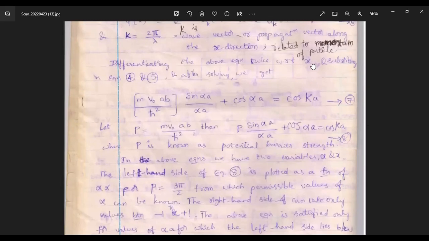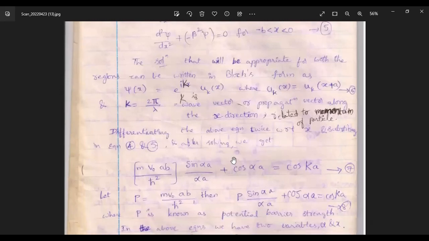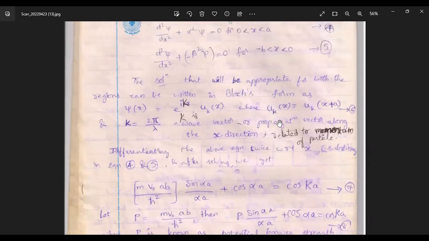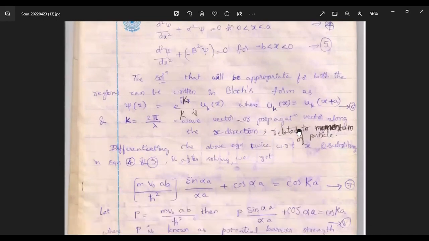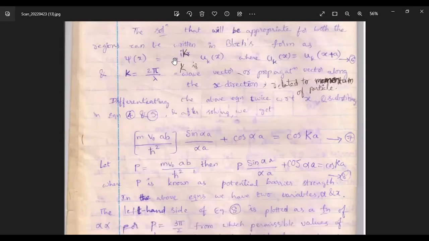If you differentiate this equation, psi of x is equal to e power ikx into uk of x, twice with respect to x, and substitute in equations 4 and 5, what do we get? After substituting in the above equations, we get this equation. Because the syllabus has qualitative treatment only, not quantitative, you need not write the entire derivation. You can write the simplified, final version of the equation.